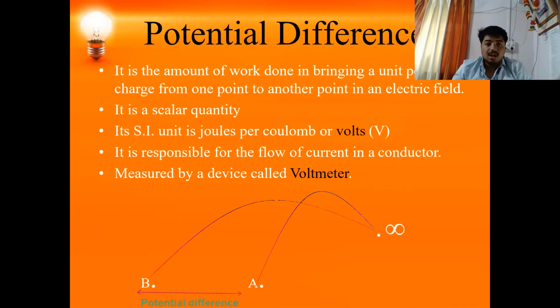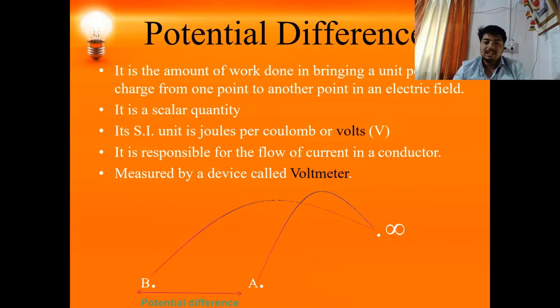Now, what is potential difference? Potential difference is the amount of work done in bringing a unit positive charge from one point to another point in an electric field. Hence, it is also called electric potential difference. It is also a scalar quantity, and the SI unit is the same, volts, or joule per coulomb. It is responsible for the flow of current.